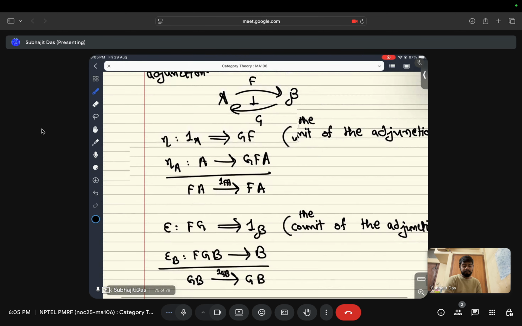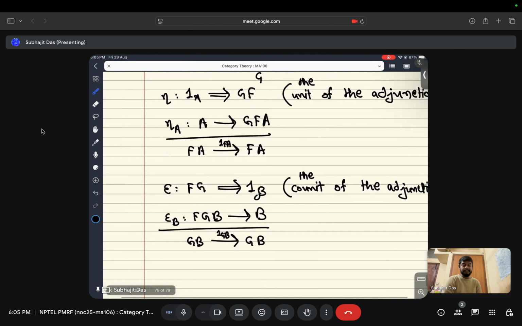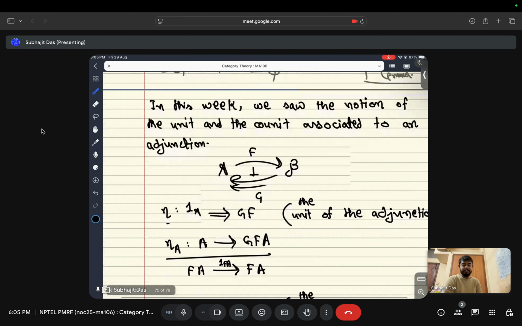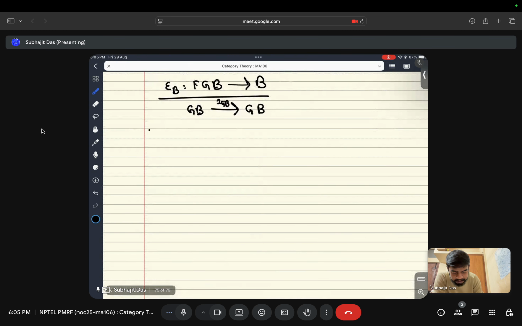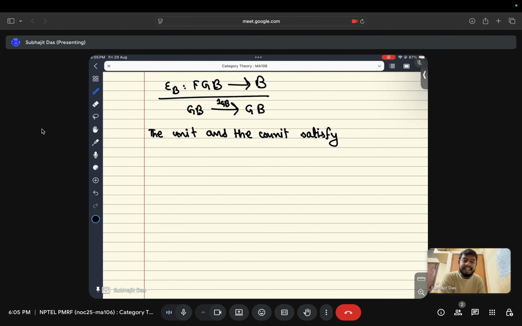The interesting thing is, given any adjunction, you can consider the unit and the co-unit of the adjunction, and you see that the unit natural transformation and the co-unit natural transformation satisfy what are called the triangle identities.